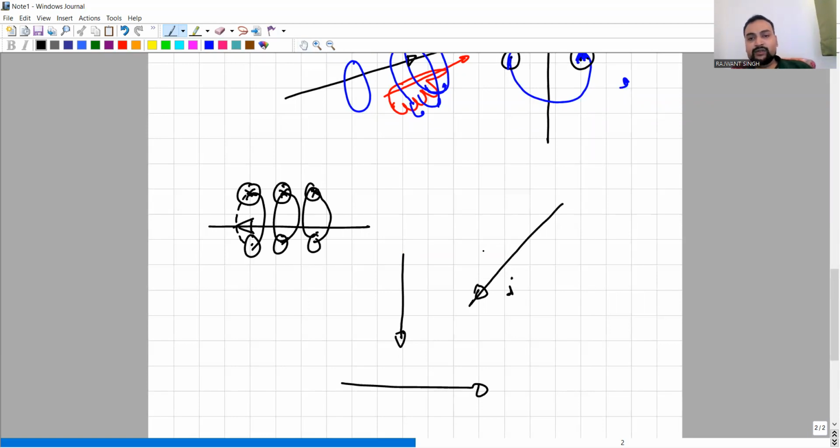Similarly, in this case also, here you will get cross direction, here you will get dot direction. In this case also, the same: here cross direction, here dot direction. Pause the video, draw these figures, figure out yourself what the direction is. You should be very clear on it before moving on.